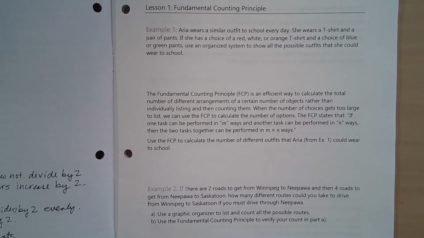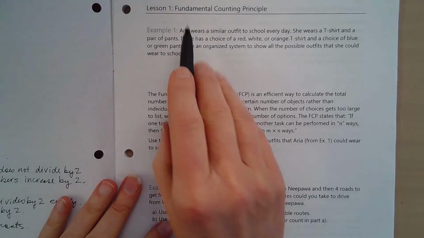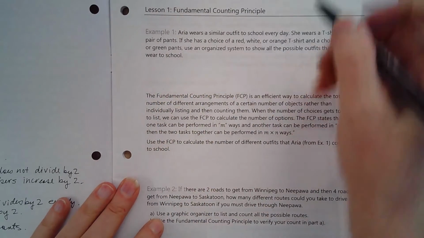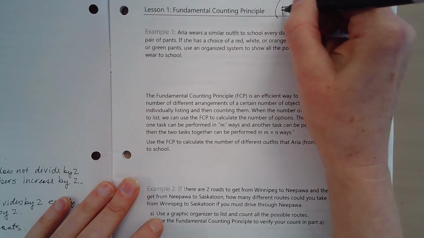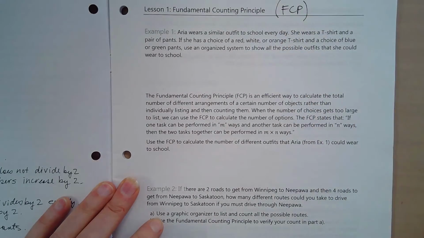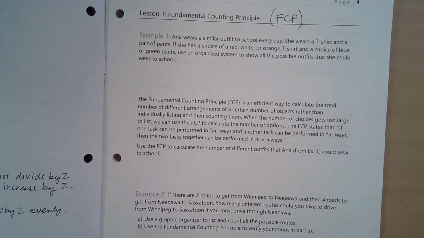As I said prior, there's no graphing, there are no negative numbers. We're dealing with real numbers and groups of numbers in different situations, trying to make sense of them. So we're going to talk about something called the fundamental counting principle, and a lot of times it's shortened to FCP, just so you know, because it's a lot to write down.